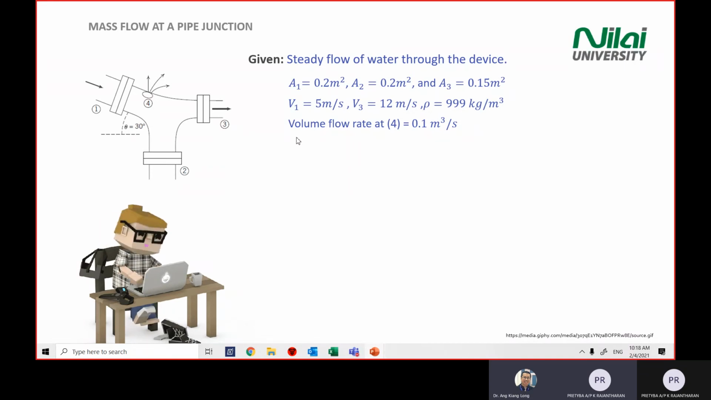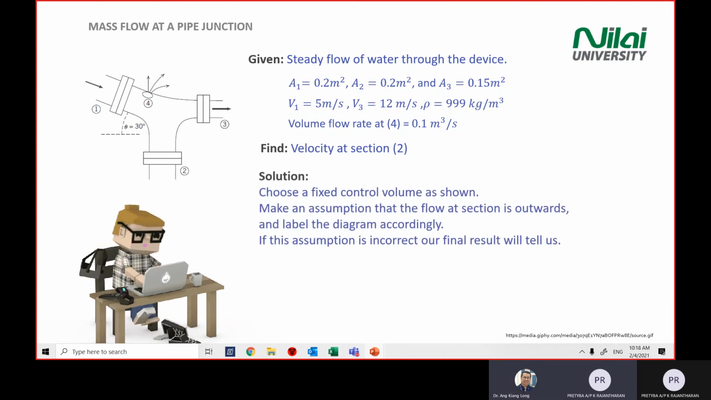All right. This one will be quite similar to the example that I gave you in the previous lecture for the ANSYS Workbench exercise. The flow rate at number 4 is given. So you need to set a domain for number 4 at a certain value. The velocity at number 2 you need to find.